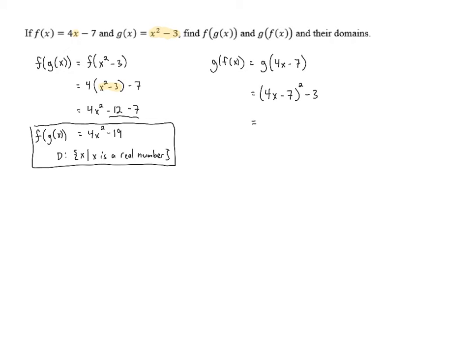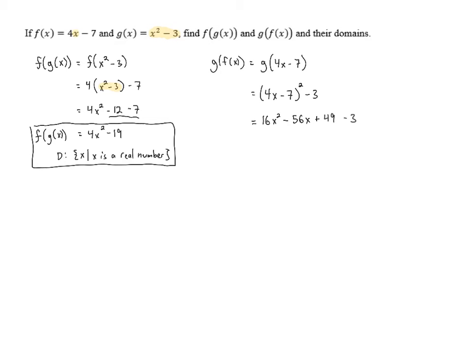So when we've got a difference squared, we can take the first term and square it. That's 16x squared, minus double the product of the terms. The product of 4x and 7 is 28x. Double that is going to be 56x. And then we add the last term squared. 7 times 7 is 49. And we can't forget that minus 3.